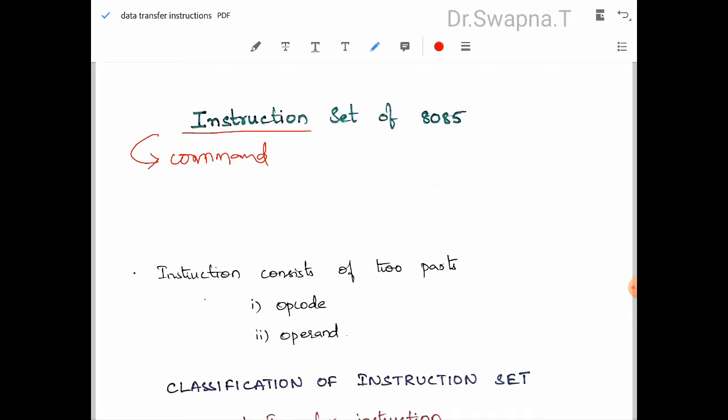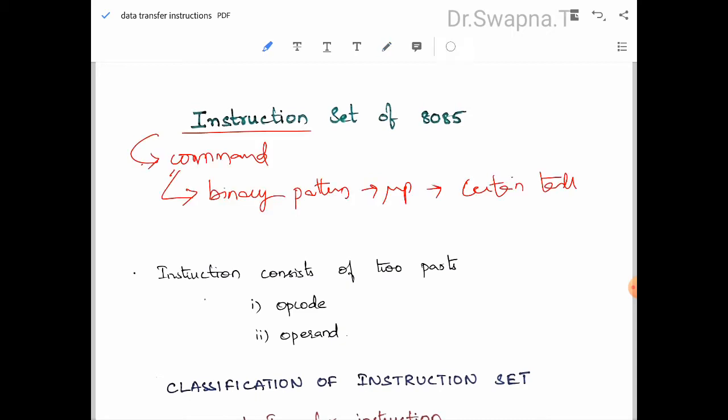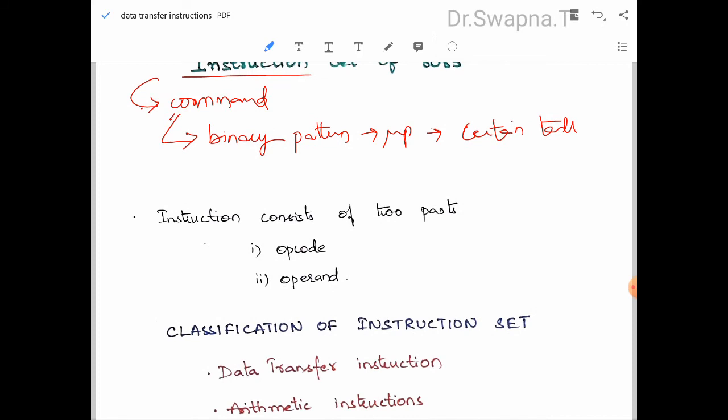So how do we give the command to the microprocessor? We give the command in the form of zeros and ones, nothing but a binary pattern. So we say an instruction is a binary pattern given to the microprocessor to perform a certain task. Now, the 8085 has 246 instructions in total.